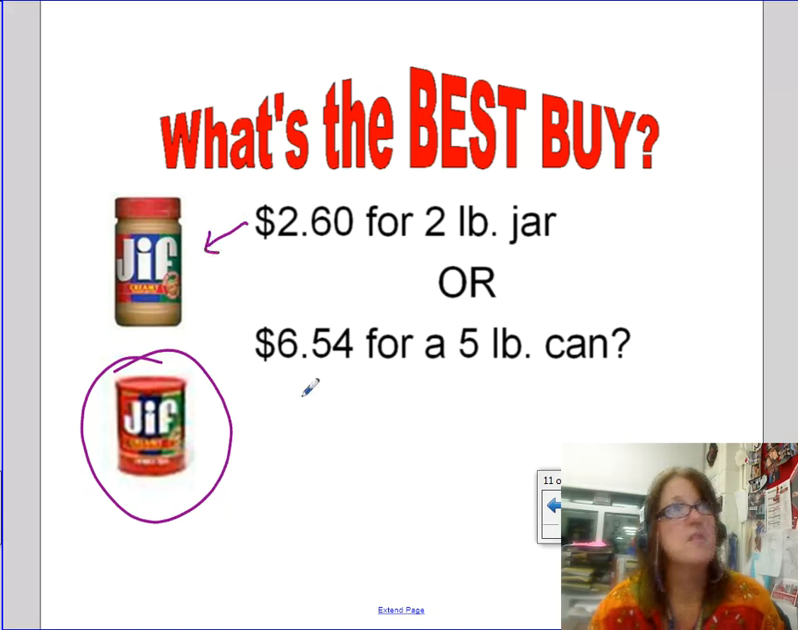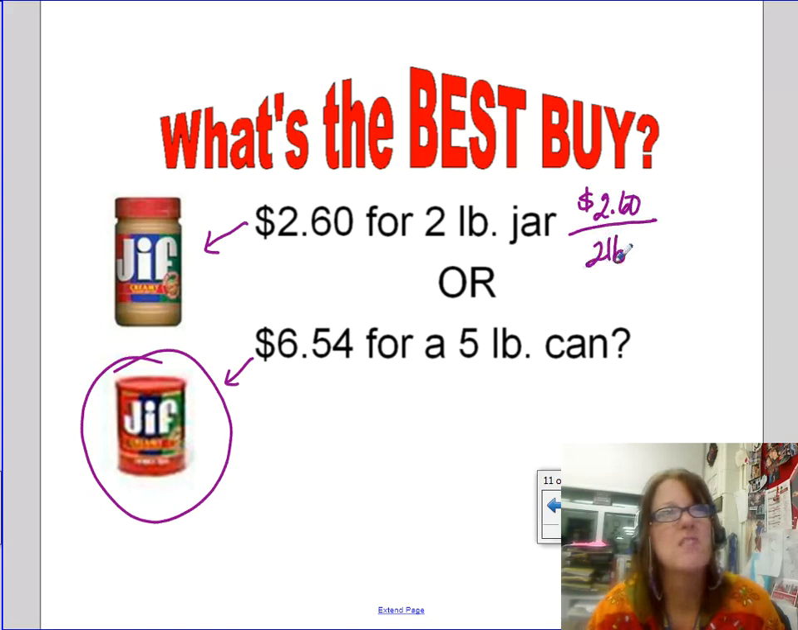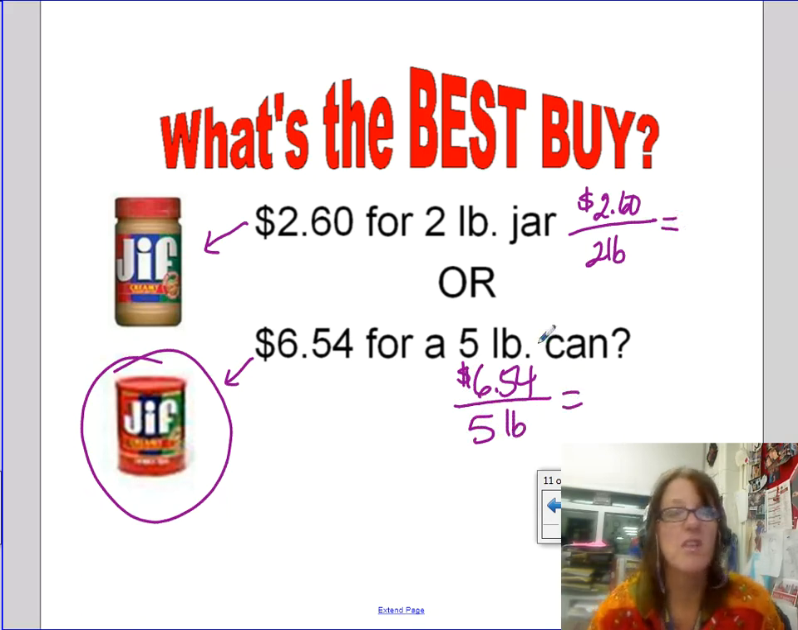So what's the better buy? When you go to those warehouse places, the bigger thing isn't always the better buy. You really should do the math. So is this jar that costs $2.60 for 2 pounds better than getting a $6.54 can that has 5 pounds? Which one is really the better deal? All right, grab your calculator. Let's crank them out.